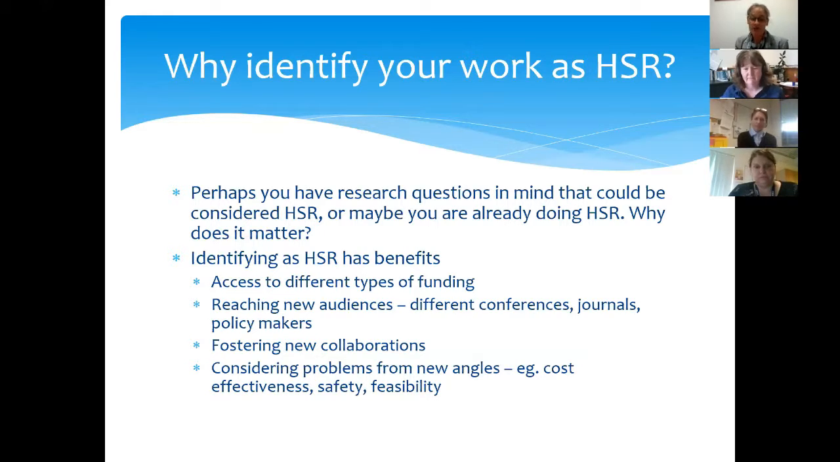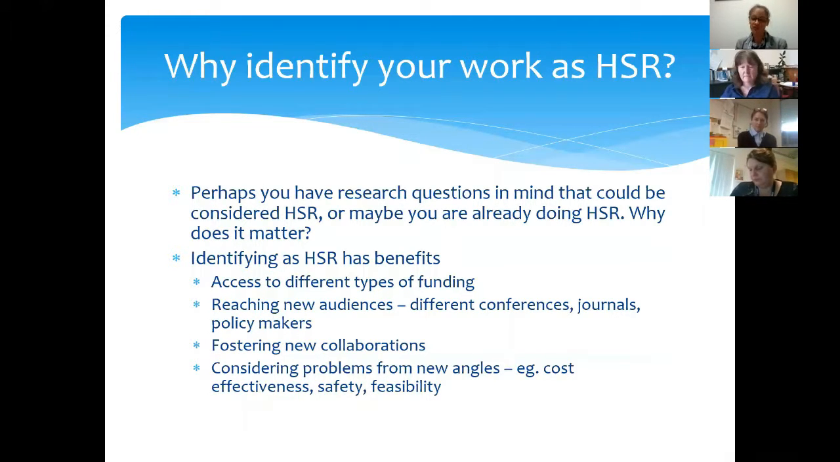Some of it may be about fostering new collaborations and thinking about whether there's value in seeking out a health economist, or somebody else that you might not normally consider working with, to look at your questions from a new angle. And it's about considering problems from new angles, about cost effectiveness and safety and feasibility.